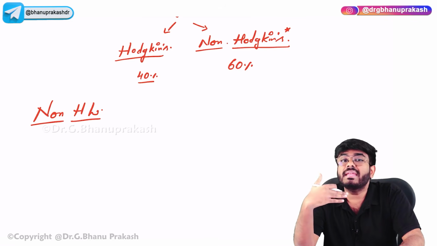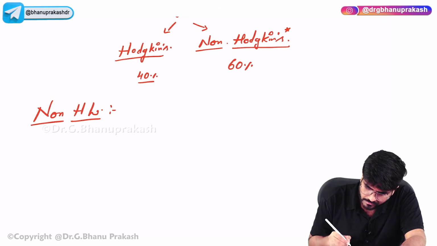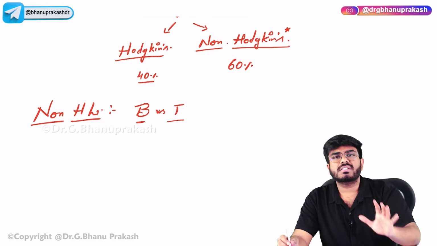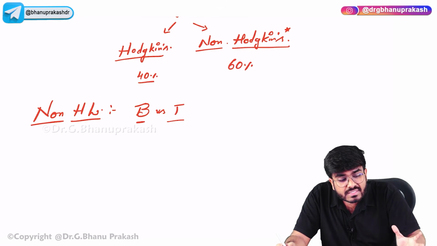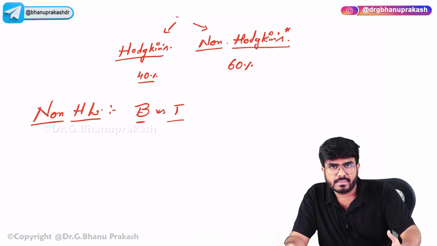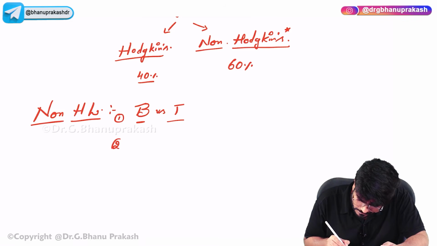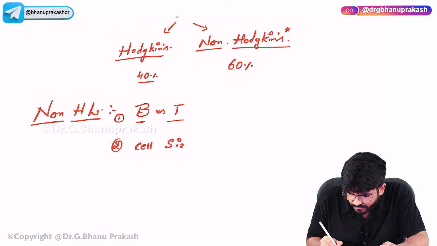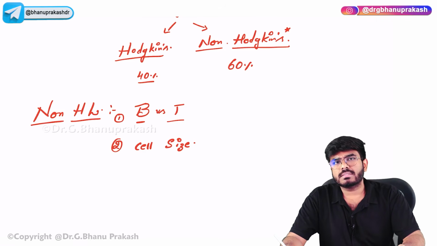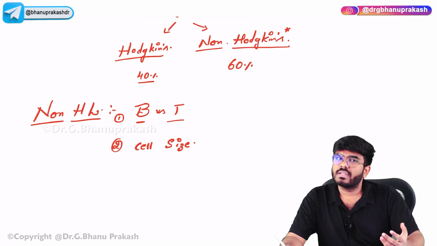Now non-Hodgkin's lymphomas are of how many types? They are classified into many different types. There are different classifications. For example, whether the lymphoma is formed by a B cell or a T cell. Whether this mass, this cancer, is because of a B lymphocyte or a T lymphocyte. Classifications are also based on cell size: whether the neoplastic cells are small B cells, intermediate size cells, or large B cells.